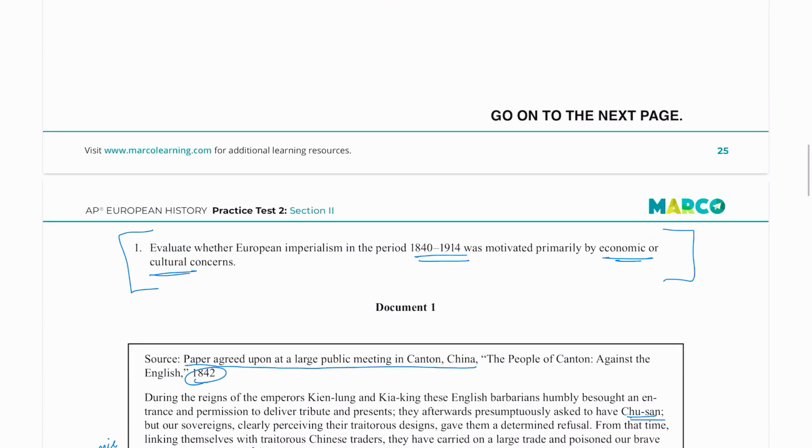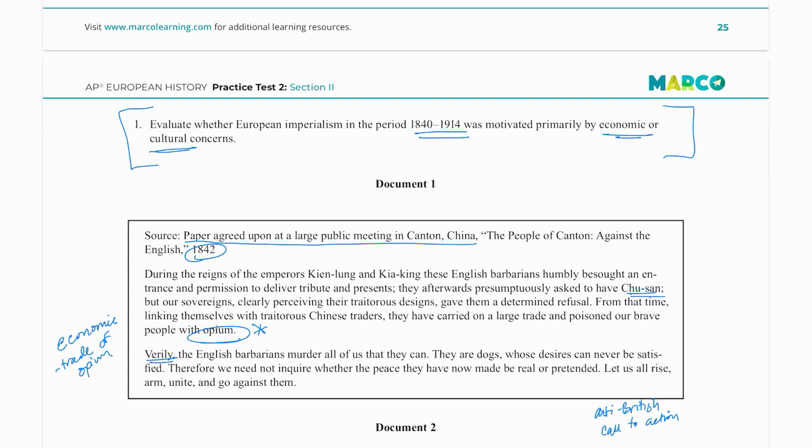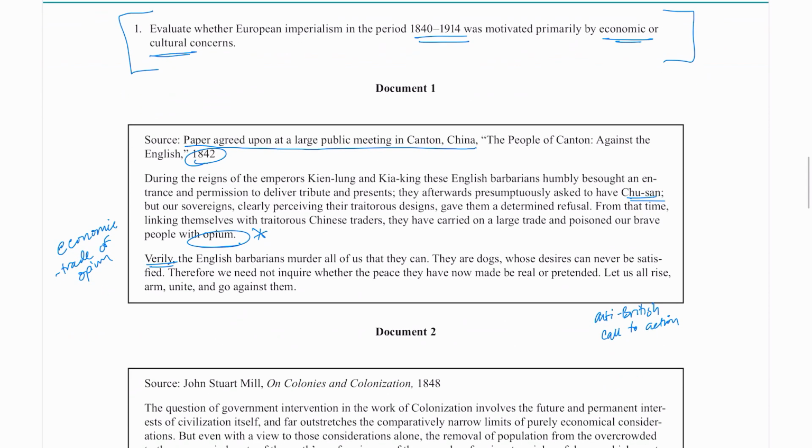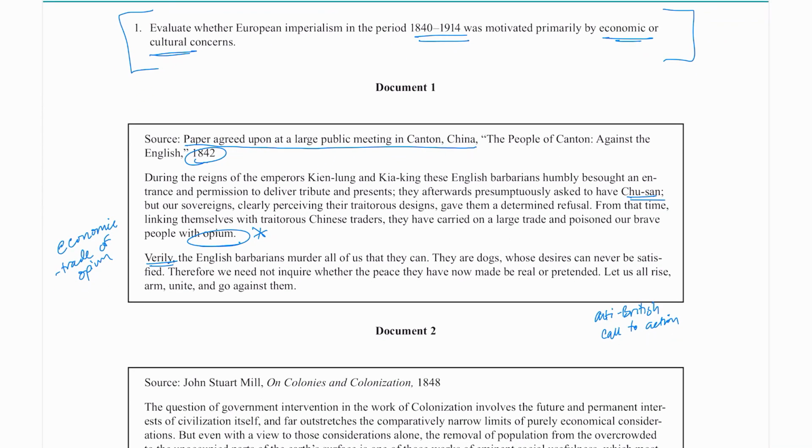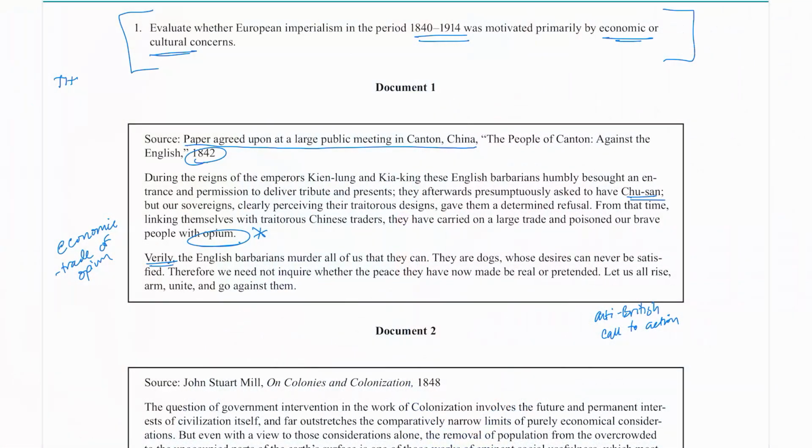So let's go back to my question. It said, evaluate whether European imperialism in the period from 1840 to 1914 was motivated primarily by economic or cultural concerns. So, okay, I need to make sure that I'm coming up with some answer to whether or not this was motivated primarily by economic or cultural concerns. Now I'm going to put my thesis right here, right underneath the question, so I can make sure I'm answering it. So I'll write thesis, and here's what I'll say.